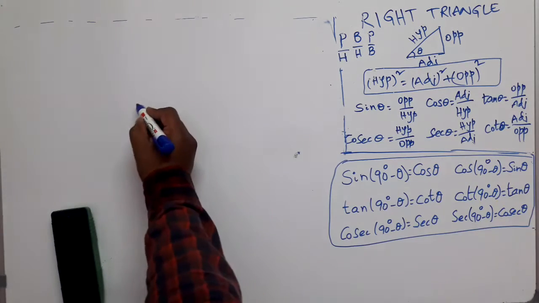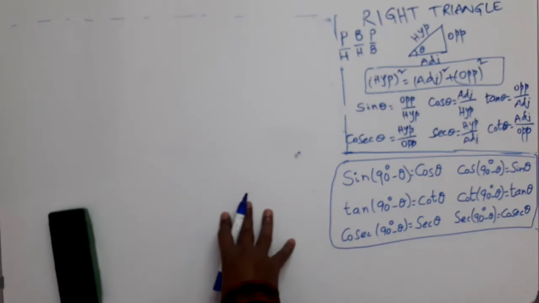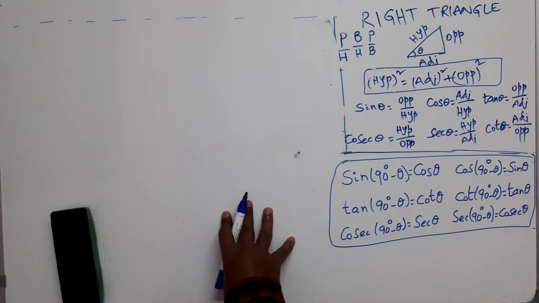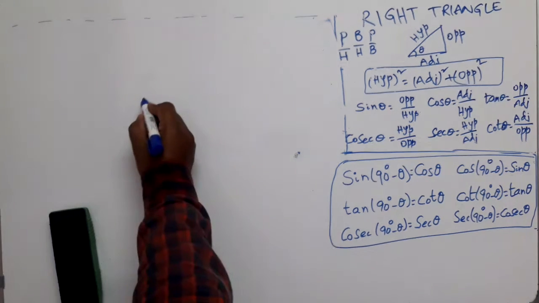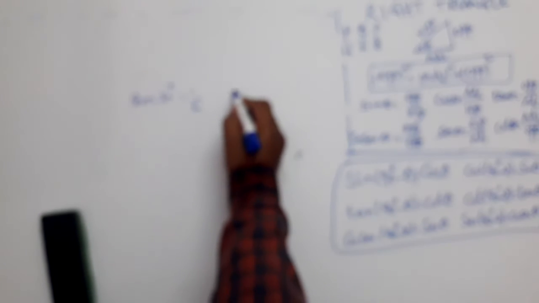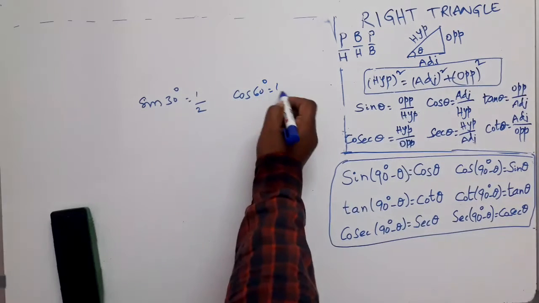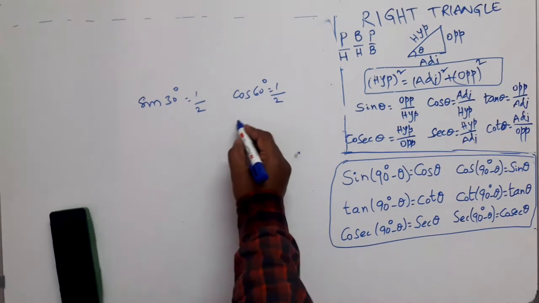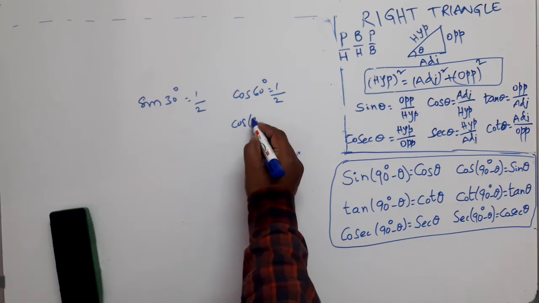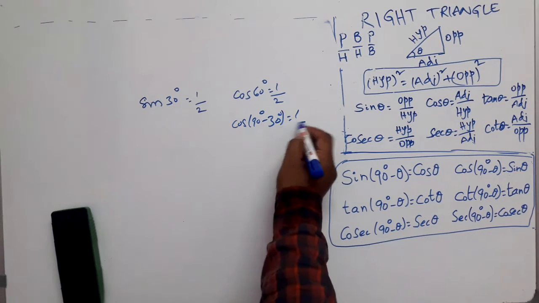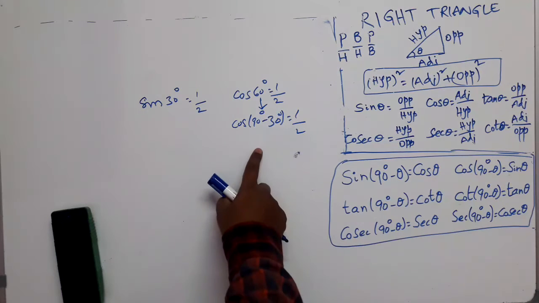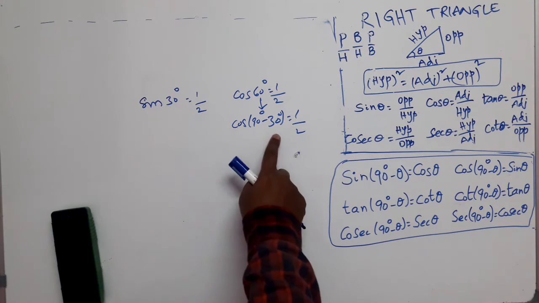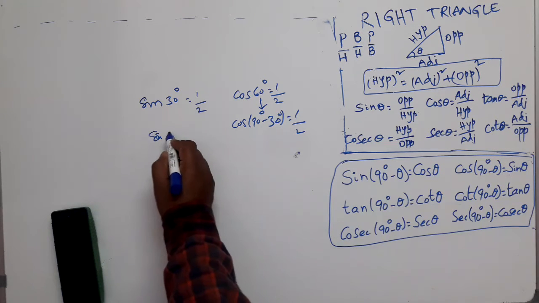Anyway, we know from the table we discussed earlier, the table of values of the six trigonometric ratios for particular angles 0 degrees, 30 degrees, 45 degrees, 60 degrees, 90 degrees. Tell me, what is the value of sine 30 degrees? 1 by 2. What is the value of cos 60 degrees? That is also 1 by 2 from the table. But see, 60 degrees is 90 degrees minus 30 degrees, right? So cos of 90 degrees minus 30 degrees is 1 by 2, and sin 30 degrees is 1 by 2.